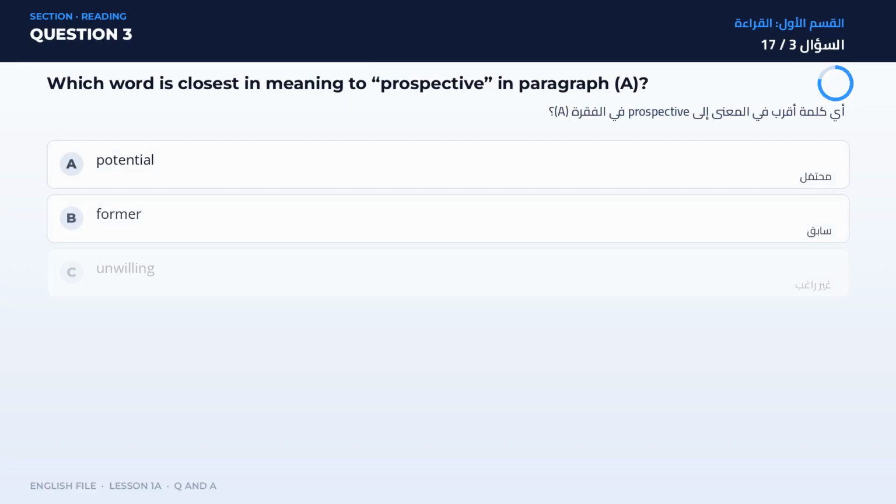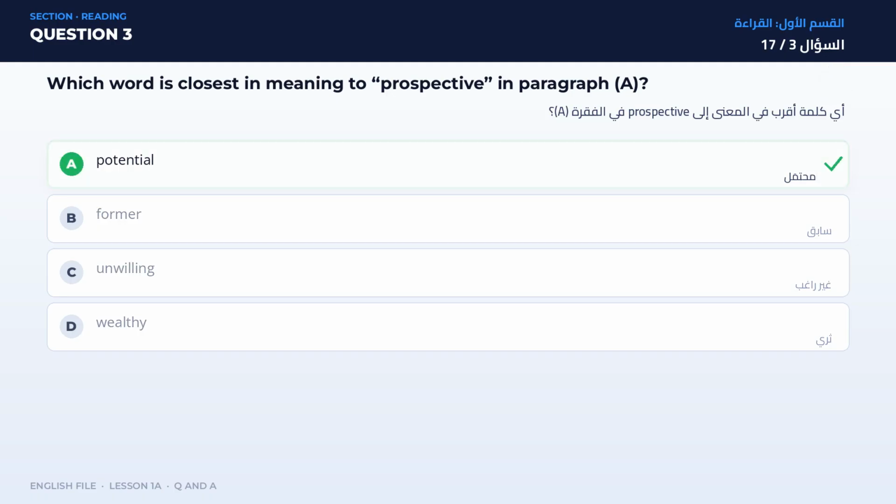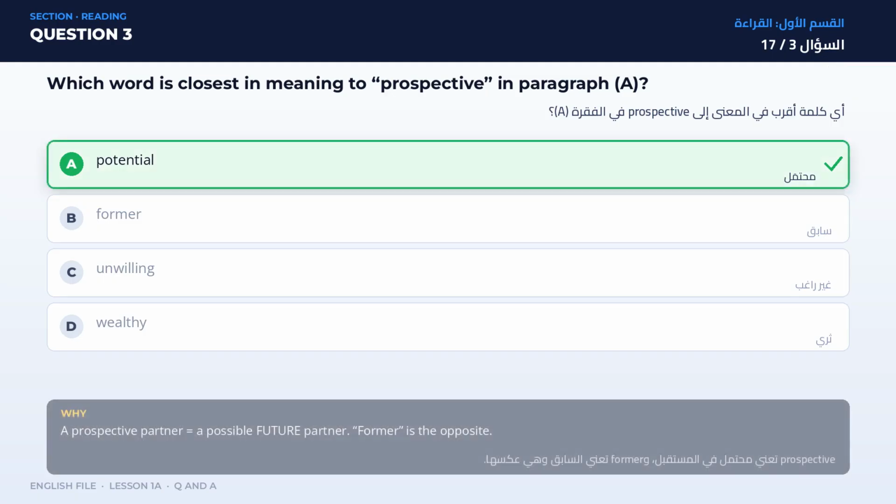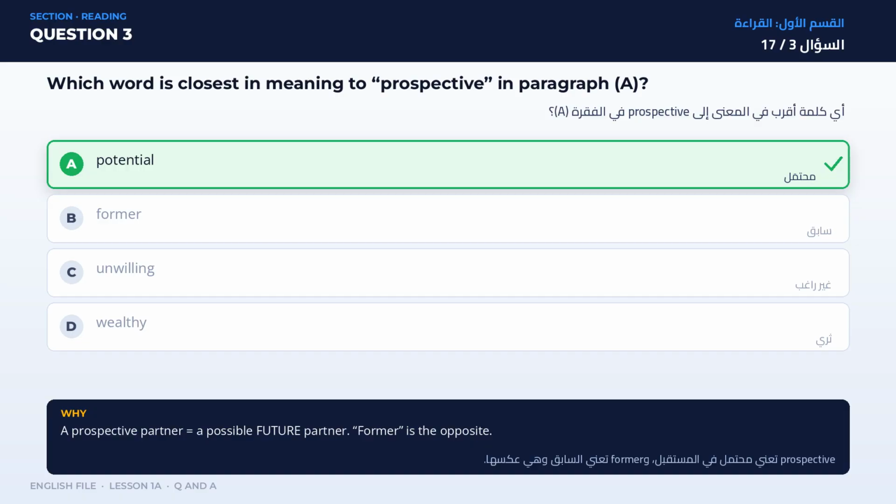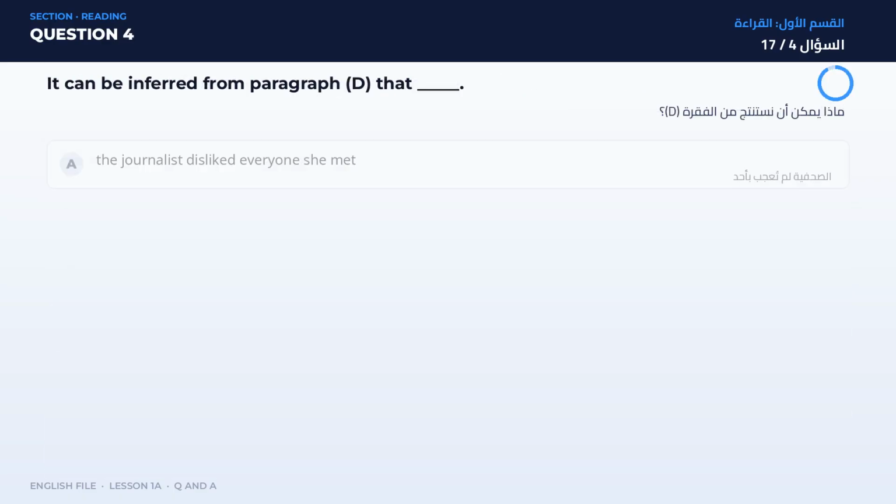Question 3. Which word is closest in meaning to prospective? In paragraph A. A. Potential. A prospective partner is a future one. Former means the opposite.